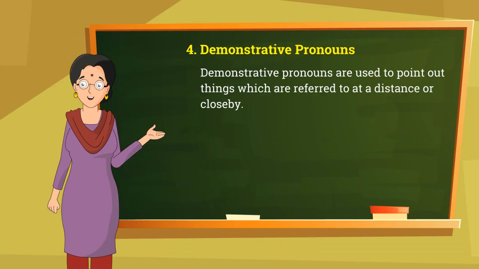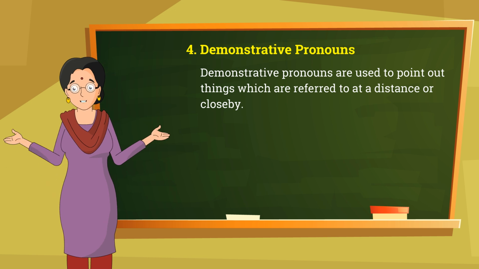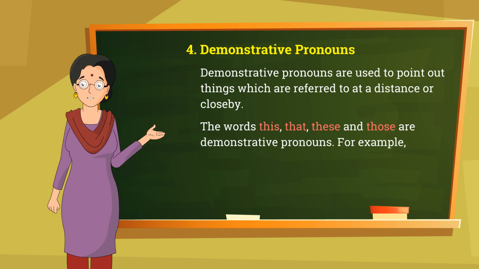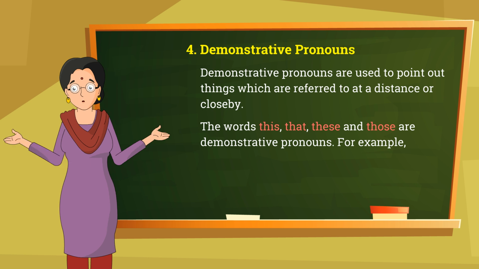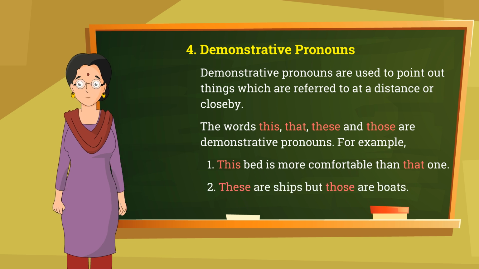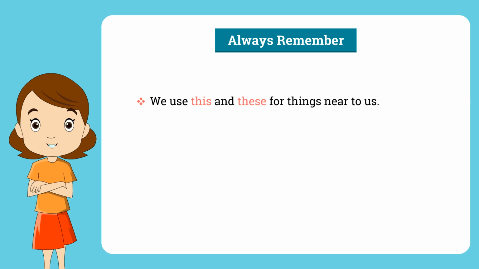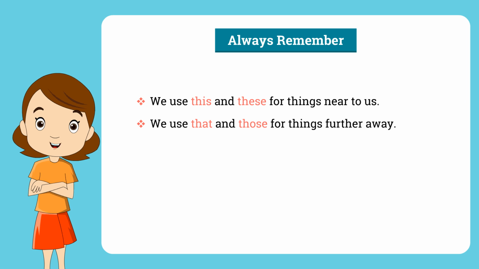Demonstrative pronouns. Demonstrative pronouns are used to point out things which are referred to at a distance or close by. The words this, that, these and those are demonstrative pronouns. For example, this bed is more comfortable than that one. These are ships, but those are boats. Always remember, we use this and these for things near to us. We use that and those for things further away.